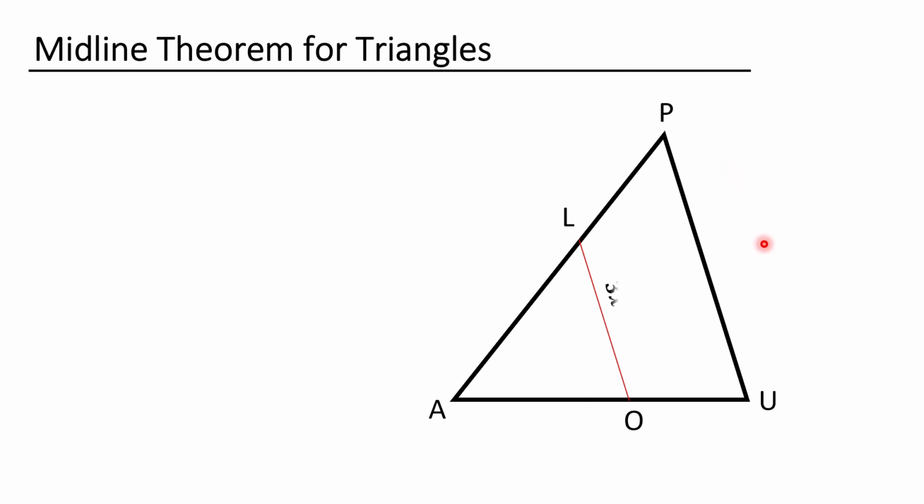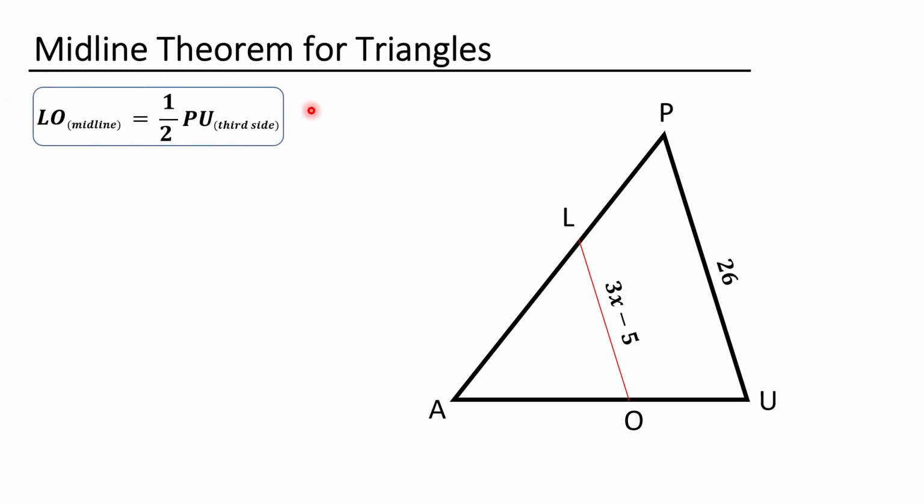Okay? So, let's say, for example, LO is equal to 3x minus 5, and our PU is equal to 26. So, using the theorem that we learned earlier, meaning LO, the midline, is equal to 1/2 of PU, which is the third side. So, this is the formula we will be using to solve for whatever is being asked, right?